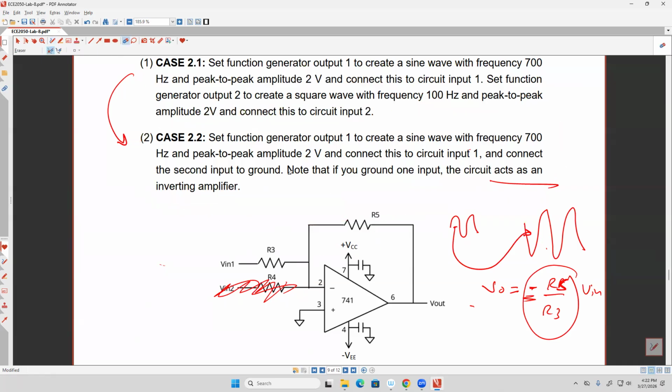In the second part, I'm asking you to use only the function generator to generate one sinusoidal signal, right? And then for the second input, I'm asking you to connect it to ground.